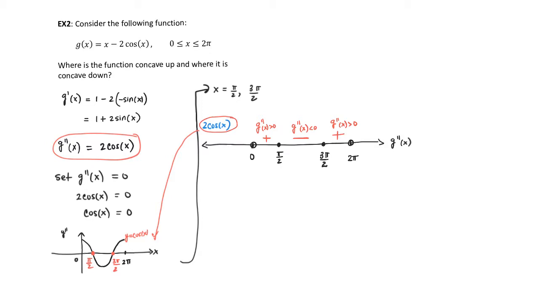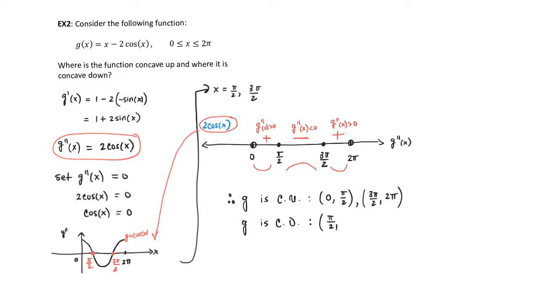So then that means a positive second derivative, concave up, then concave down, and then concave up. Therefore, we will say that g is concave up in the interval from 0 to pi over 2, and also from 3 pi over 2 to 2 pi. And we will say that g is concave down in the interval from pi over 2 to 3 pi over 2.